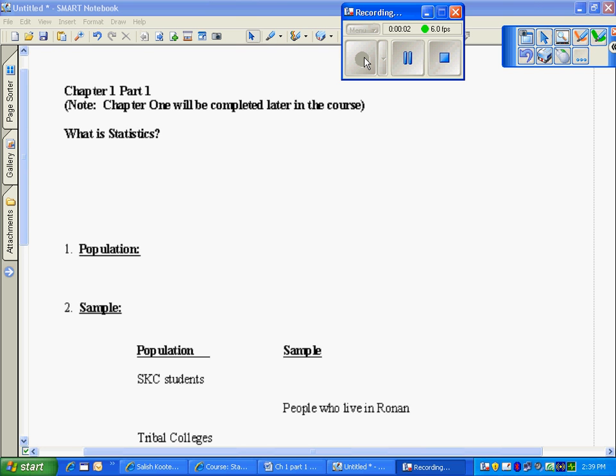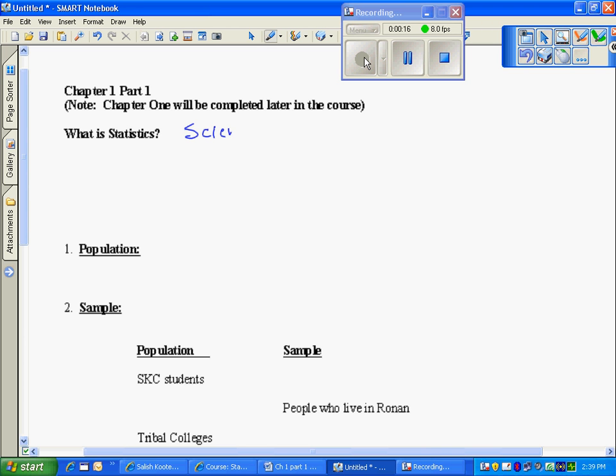This is the first lecture on Chapter 1, Part 1. We're going to be looking at statistics, understanding what is the process of statistics, and then learning some terminology or some new language. Statistics is just a science, and it's a science of data. In that science, to analyze the data, we have some steps.